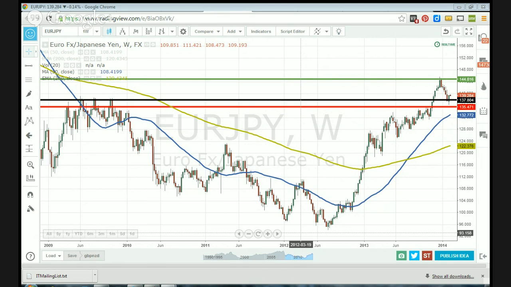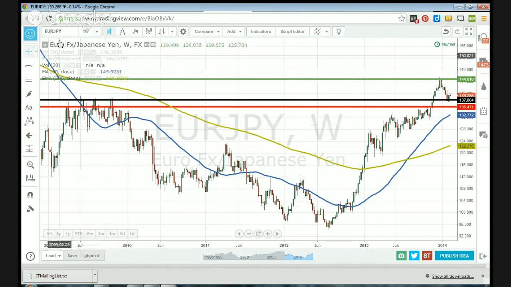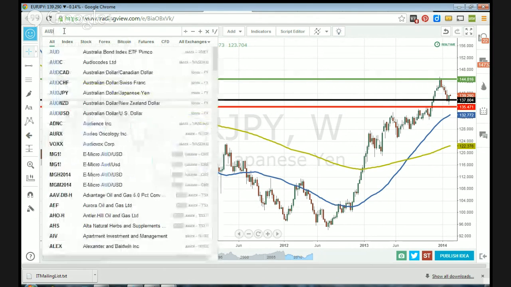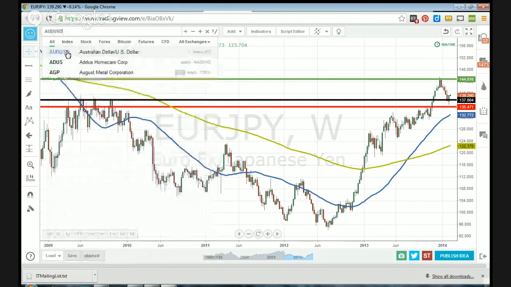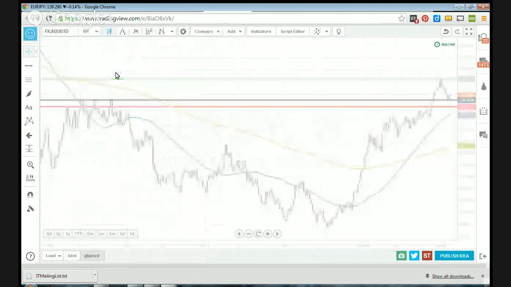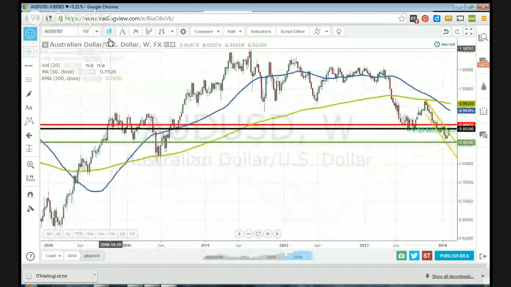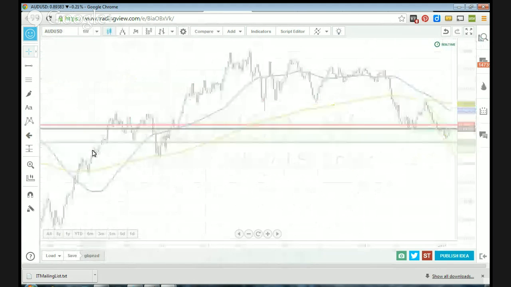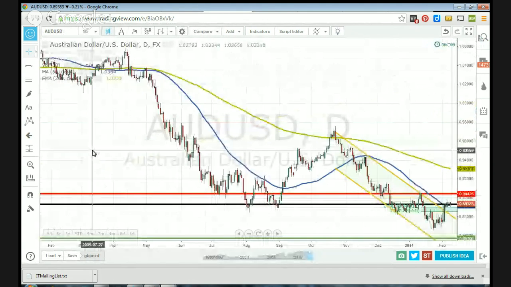As is customary, I like to start with the positions that I already have on in the market, and I have 4 positions on in the market. So first one is Australian dollar, US dollar. Okay, and most of the time I'll be looking at the daily chart. That's sort of the default view you want to start from.